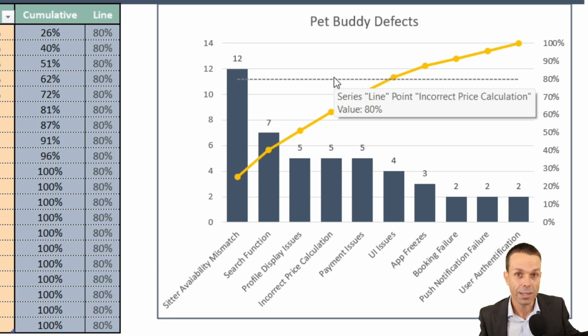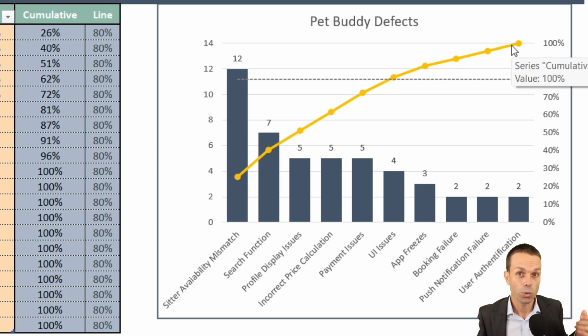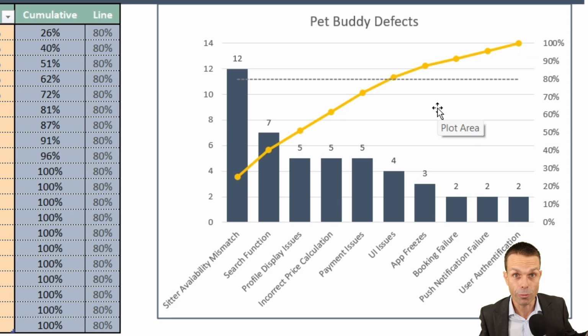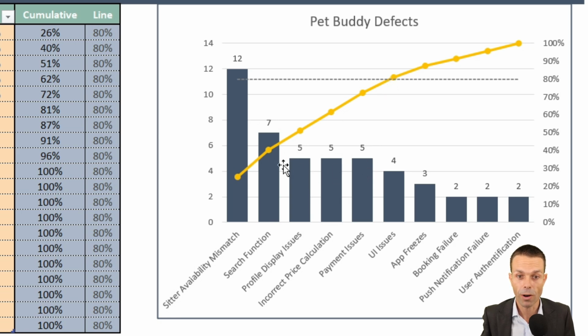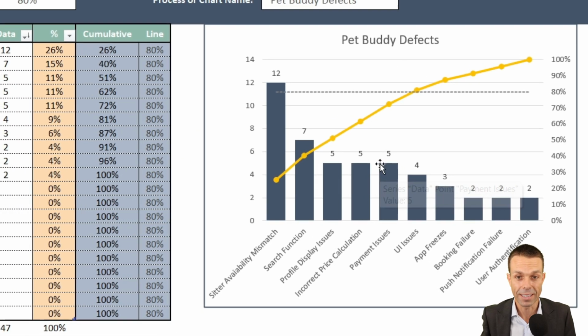So 20% of the people own 80% of the wealth. 20% of our workers do 80% of the work. I don't know if you've ever experienced that in a project team. And 20% of our defects cause 80% of the overall issues. And so that's what we're looking at here. We've got our 80% line, and we can see where these two things intersect. We've got 1, 2, 3, 4, 5. These are our top 5 defects. So that's causing 80% of the issues.